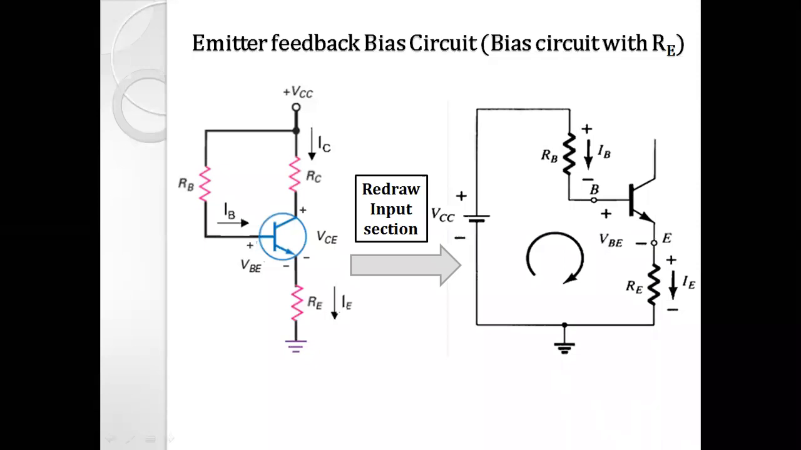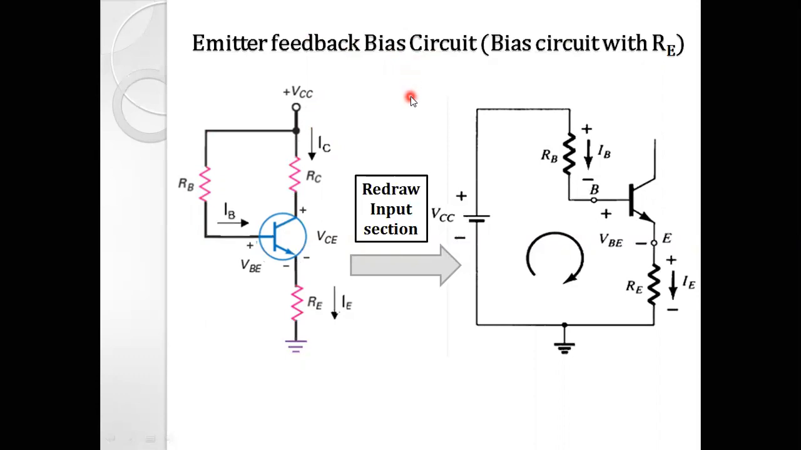In the emitter feedback bias circuit, you can see that the base terminal is connected to the supply through the current limiting resistor RB. The collector, the output terminal, is connected to VCC through the current limiting resistor RC. But instead of connecting the emitter terminal directly to the ground, an emitter resistor is present. That is the difference between the first one, the base bias circuit, and the bias circuit with RE, the emitter feedback bias circuit. This is the main circuit diagram of the emitter feedback bias circuit.